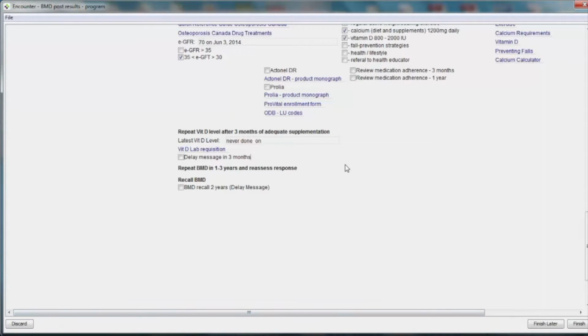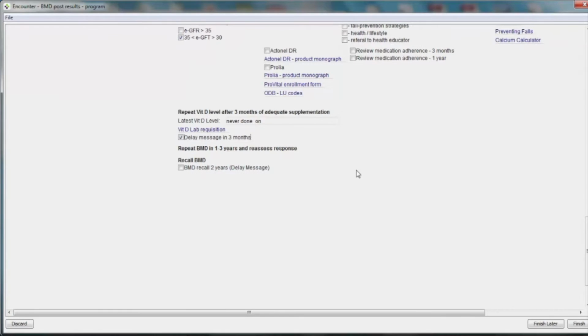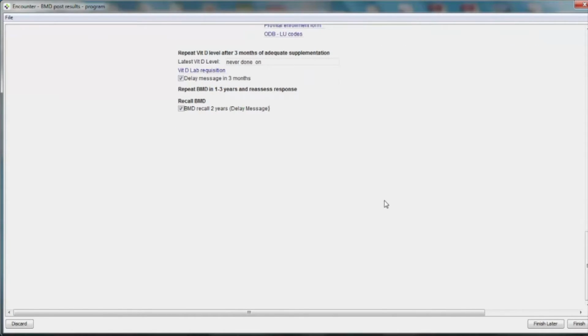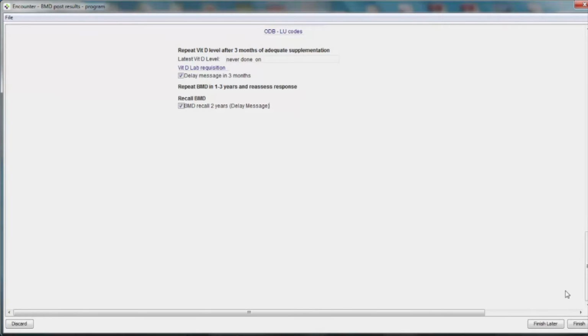The vitamin D level should be done only after 3 months of taking vitamin D. This would send a delay message to your staff to call the patient as a reminder to go for the vitamin D blood test. And of course here, we want to repeat our bone density in 2 years.